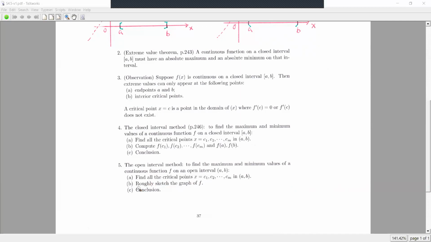Step 2, now this time, is different from the step 2 of the closed interval method. Step 2, I suggest roughly sketch the graph of the function f. Roughly. Here, we just need increasing, decreasing. We don't need concave up, concave down. Roughly sketch. Now, based on the sketch, make a conclusion. Okay, now in the following, I will show you examples about these 2 methods to solve optimization problems.